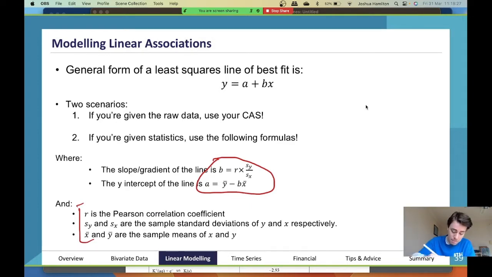Now, you need to calculate B first for obvious reasons. You need B in the A calculation. So you do B first, get your B value, and then you can go Y equals A plus whatever B is, like 3.2X. Then you calculate your A, you find A is 4, so you go Y equals 4 plus 3.2X. And you've got your equation. So non-negotiable, that needs to be in your summary book.